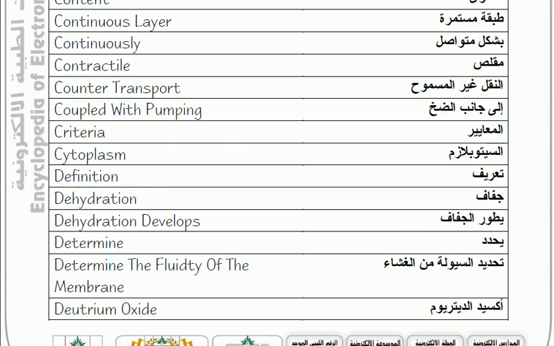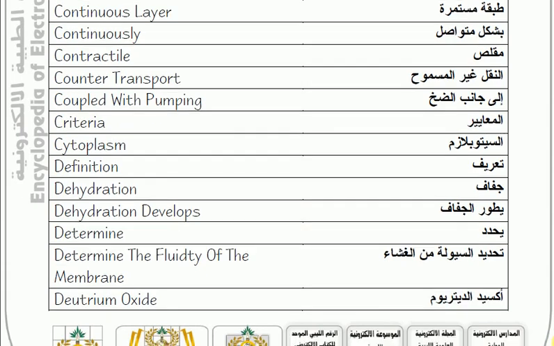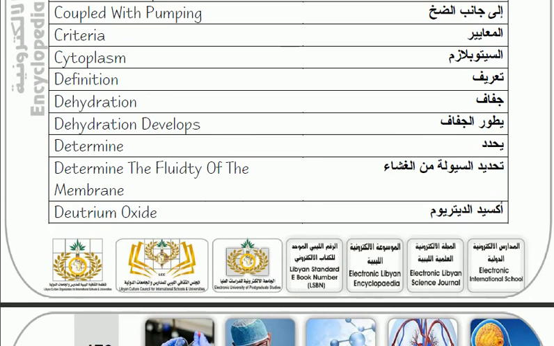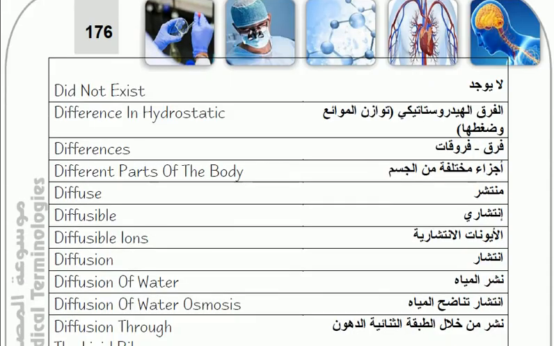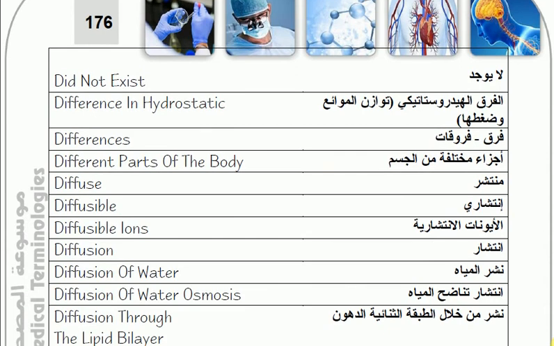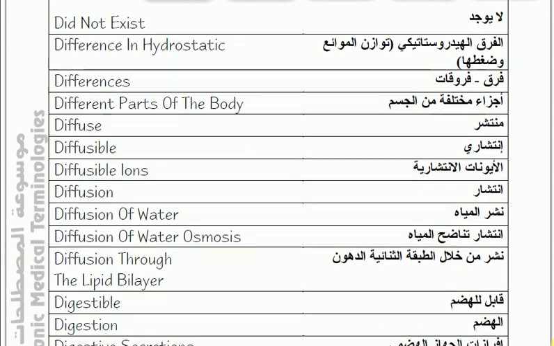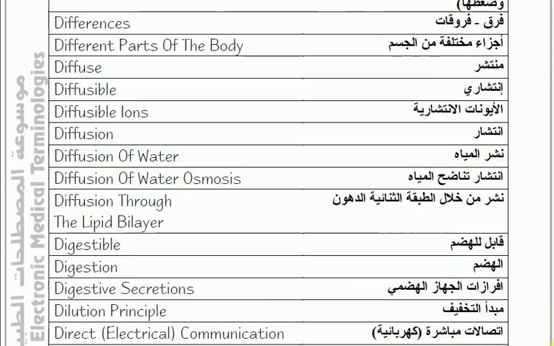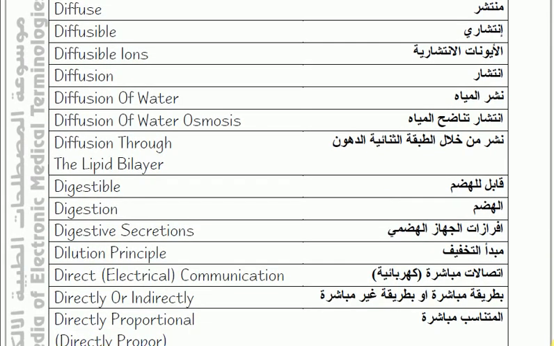Determine. Determine the fluidity of the membrane. Deuterium oxide. Did not exist. Difference in hydrostatic. Differences. Different parts of the body. Diffuse. Diffusible. Diffusible ions. Diffusion. Diffusion of water. Diffusion of water osmosis. Diffusion through the lipid bilayer.